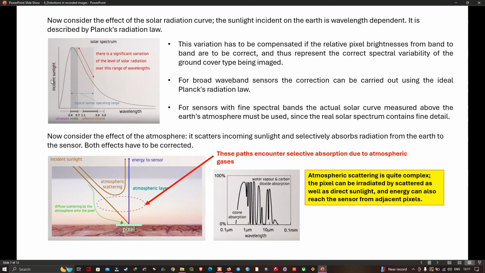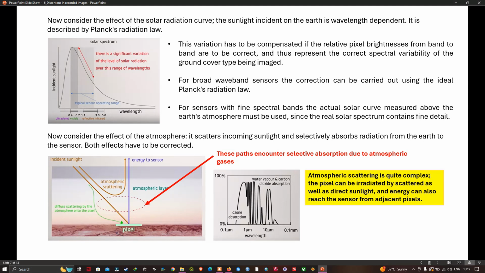From the graph here, the y-axis represents the incident sunlight and the x-axis represents the wavelength. In the wavelength range we have ultraviolet, visible and reflective infrared, and you can observe a significant variation in the level of solar radiation in the visible range compared with the reflective infrared and ultraviolet range. Clearly, the solar radiation needs to be corrected if meaningful spectral reflectance information is to be obtained in a recorded image.